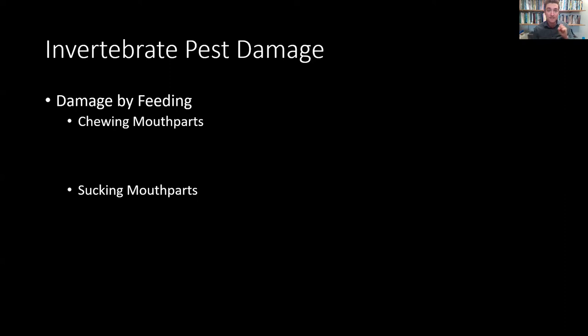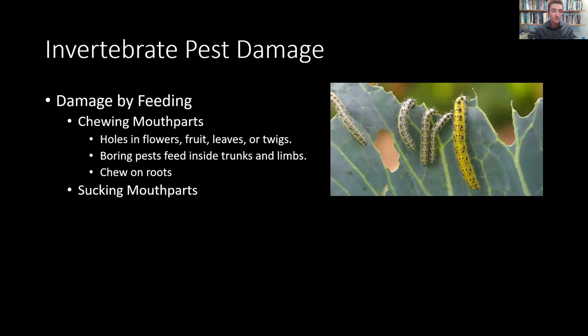So those invertebrates with chewing mouth parts, those are your caterpillars that eat your leaves. They can also put holes in flowers, in fruit, or even into the twigs of your plants. There are also some pests that bore into or tunnel inside of trees and shrubs and can hurt plants from the inside. And finally, you can also have chewing pests down at the root zone, and they can be damaging the tree below the soil in a way that is hard to detect until it's almost too late, when you notice the damage up above.